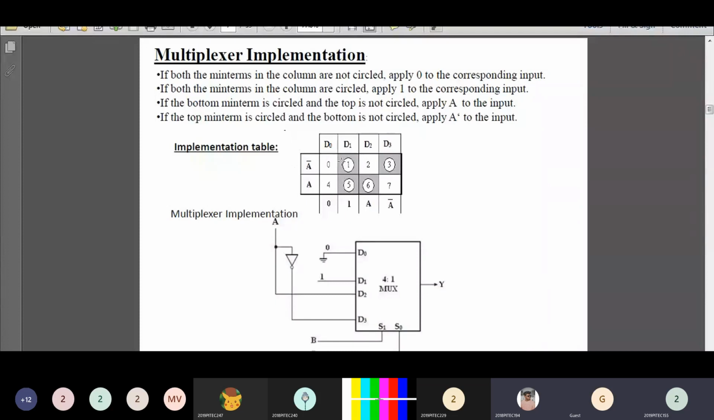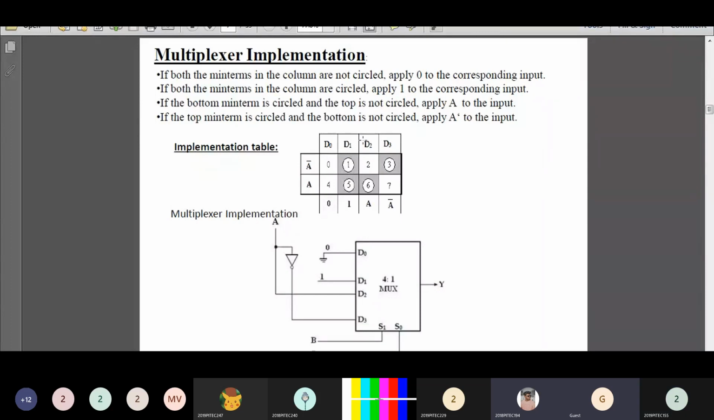Now you have to write the values of your input. Let's see how to write the values of the input. Look at the first column. Both the min terms are not circled. If both the min terms are not circled, you have to write 0. If any one of the min terms is circled, you have to write the variable which is in the row side. Look at the second column, D1. In this, both the min terms are circled. If both the min terms are circled, you have to write 1. So put 1 for the value of D1.